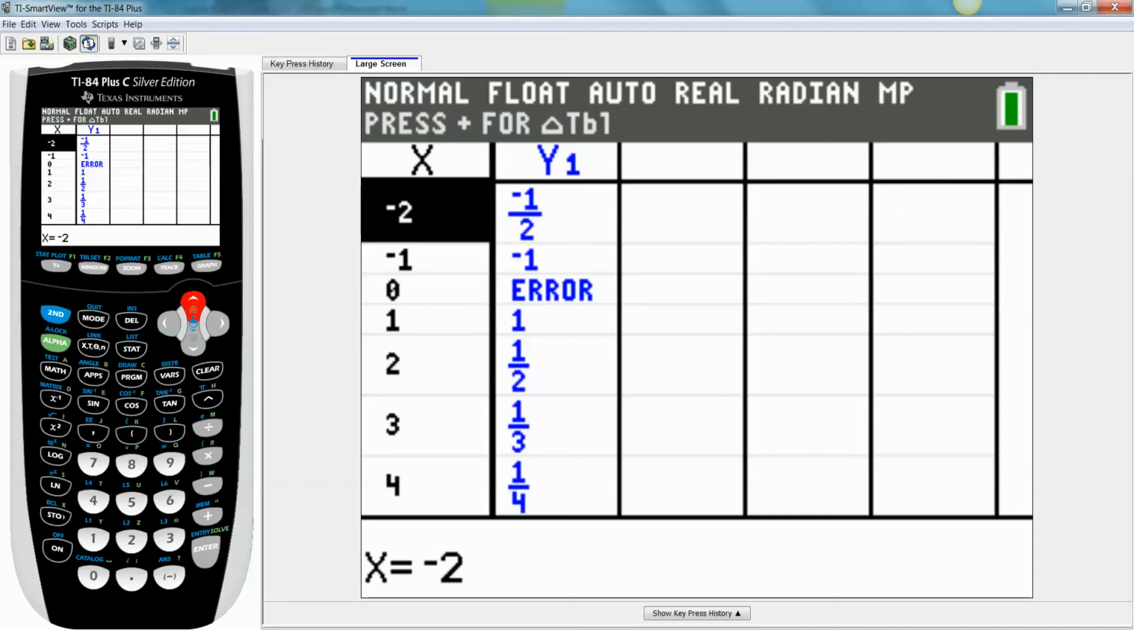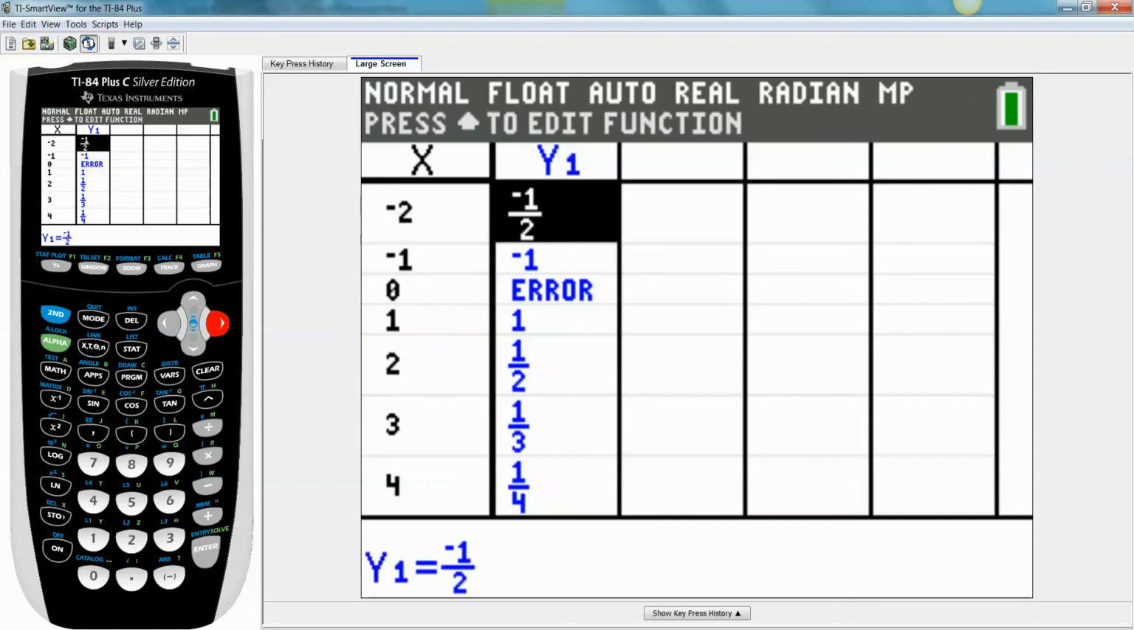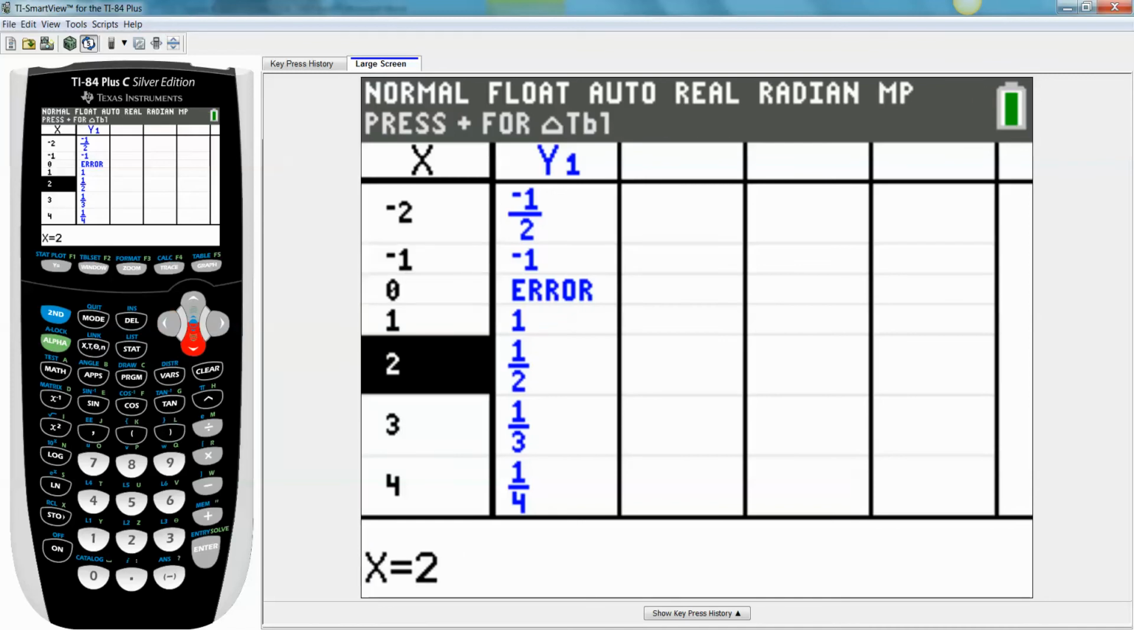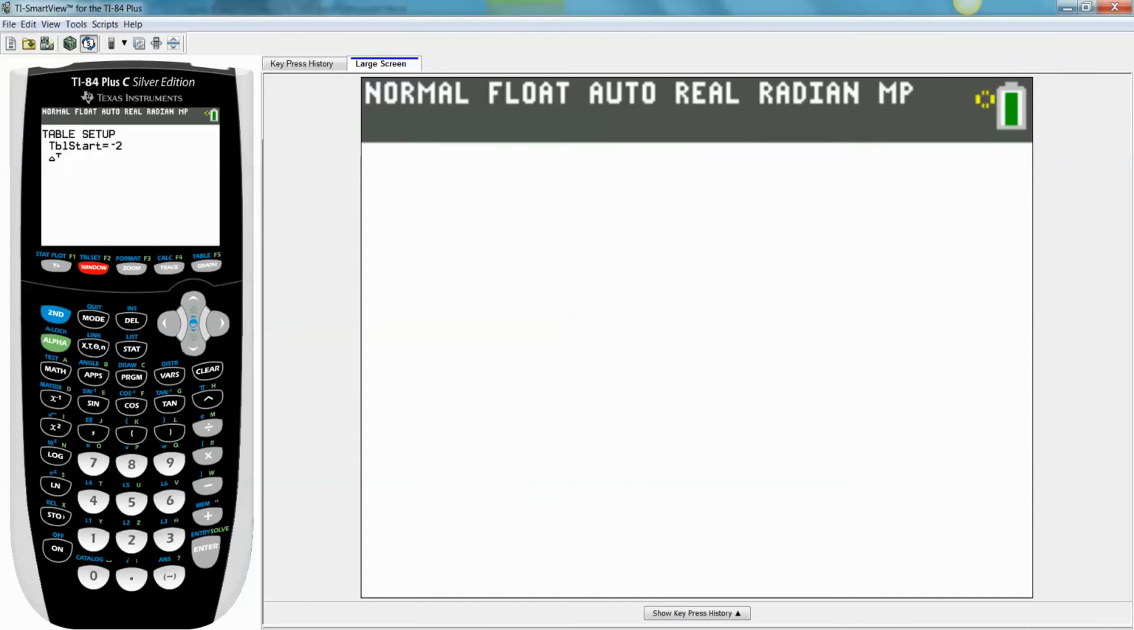So here at negative 2, it goes to negative 1/2. At negative 1, it goes to negative 1. At 0, there's an error. And at 1, it's 1. At 2, it's 1/2.